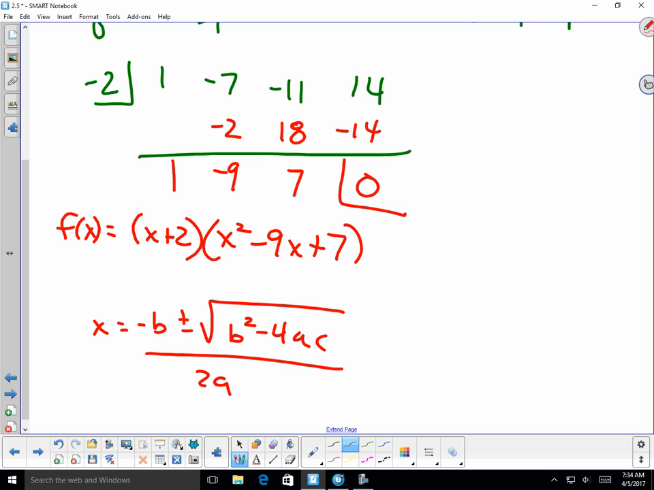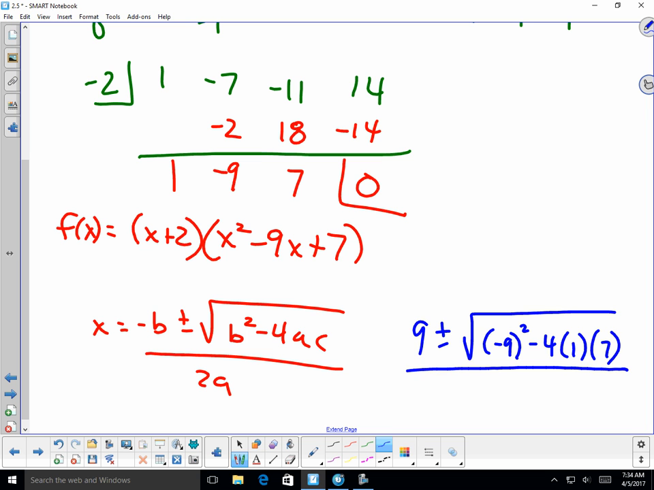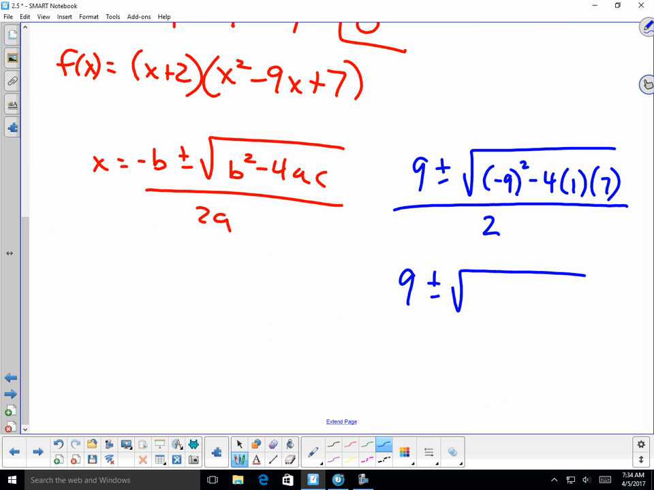So we're going to use quadratic formula on this problem, and we're going to plug in these numbers. So we're going to have opposite of -9 is +9 plus or minus the square root of -9 squared minus 4 times 1 times 7 over 2 times 1. And we end up getting 9 plus or minus square root of 81 minus 28 over 2. And you can see we're going to be getting some irrational zeros for this. So 81 minus 28 is 53. So I get 9 plus or minus square root of 53 over 2.